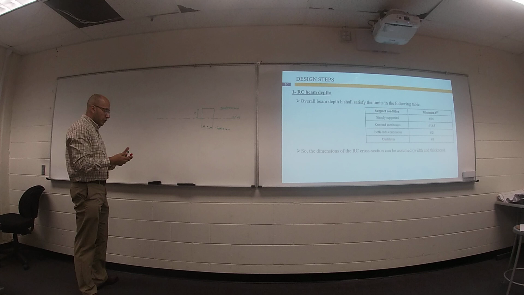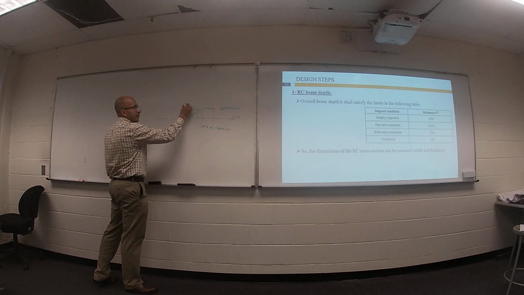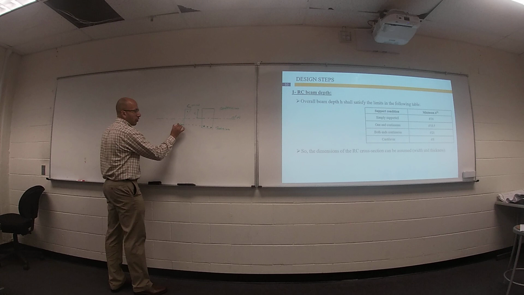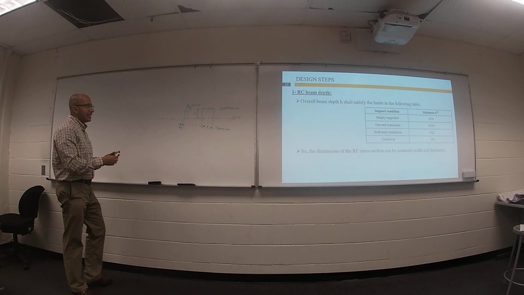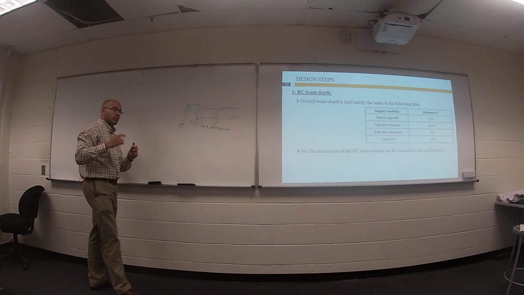If you would like to see the strain distribution, we have something that looks like this. Negative compression, we have epsilon cu equal 0.003 according to ACI. At the bottom, we can expect at the steel reinforcement something called epsilon tension. If this distance is c, this distance will be d minus c, because the total distance between your reinforcement and the top fiber is d.